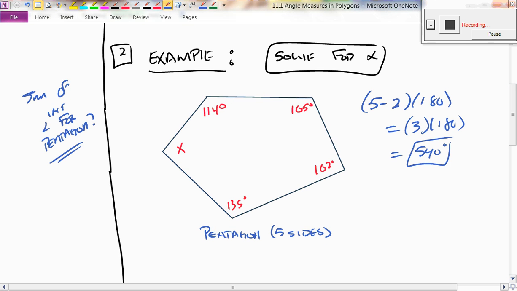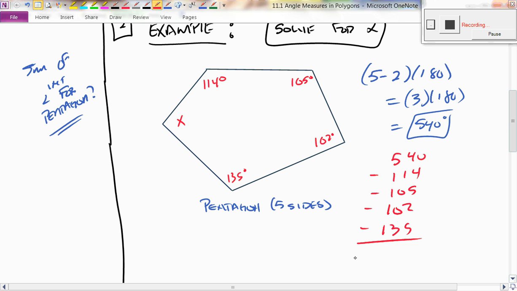So the question is, how much has already been used? Well, we'll just take 540 and start subtracting. Let's subtract 114, then subtract 105, then 102, then 135. And whatever's left over has to be the x part. If you have a calculator. Jared, what did you get? 84. Can somebody else verify that Jared's right with 84? All right, so we have a missing angle of 84 degrees. Let's move on to the corollary.